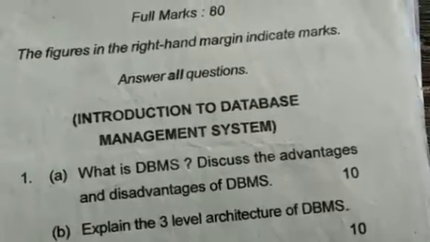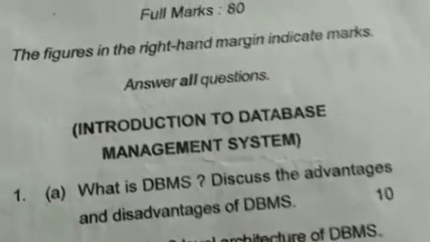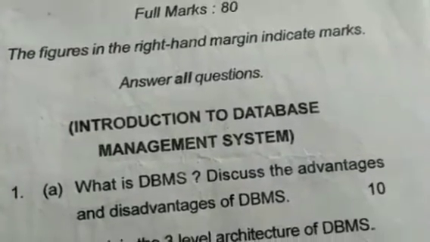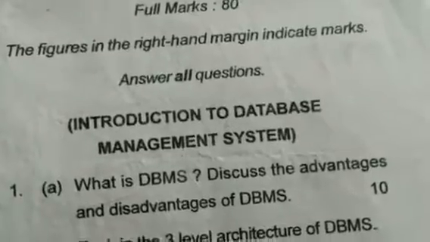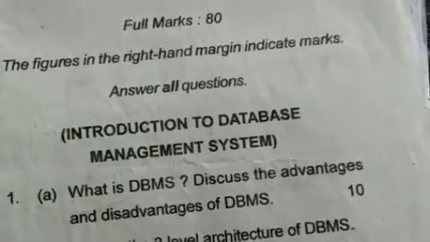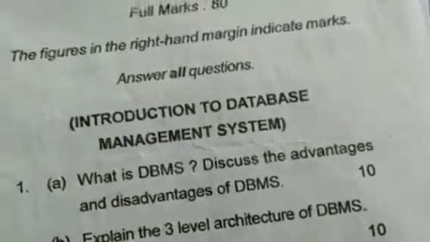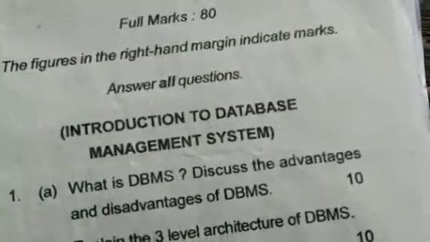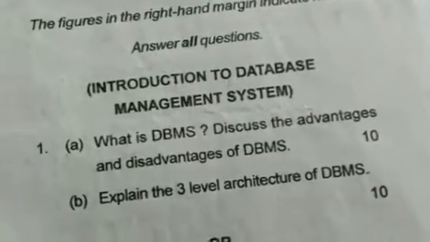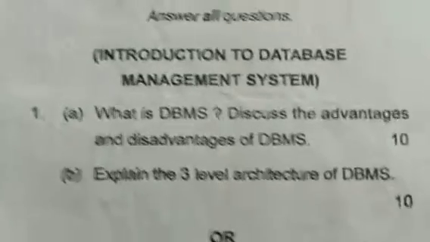The three-level architecture, I have told you, is most important. The three-level architecture of the database management system is very important: external level, conceptual level, and internal level. You can explain it level-wise. The answer should be almost 250 to 300 words. Then define the term, this is for 10 marks. Explain the term, this is for 10 marks.